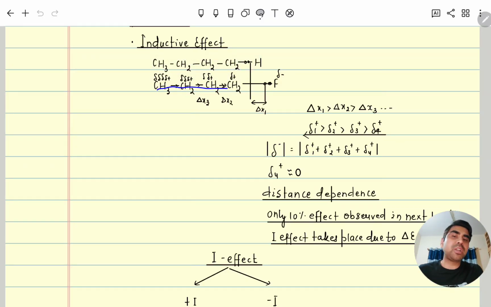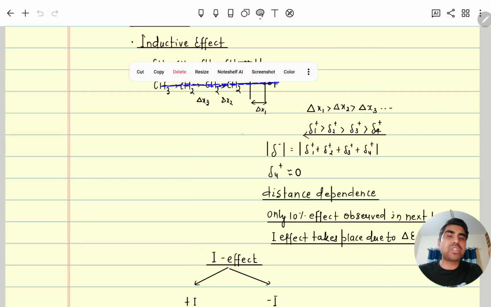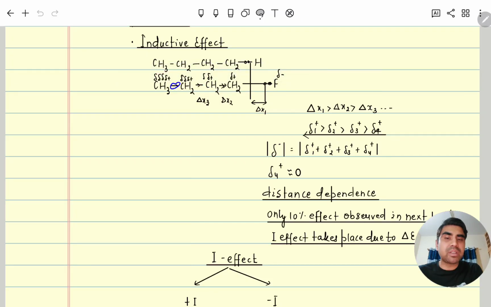So in this displacement of sigma electrons which is happening, you can see the prime displacement, the major displacement, is happening here. After that, the electron displacement subsequently decreases. Yes or no? So here you can see delta x1 is greater than delta x2, delta x2 is greater than delta x3, and so on and so forth.